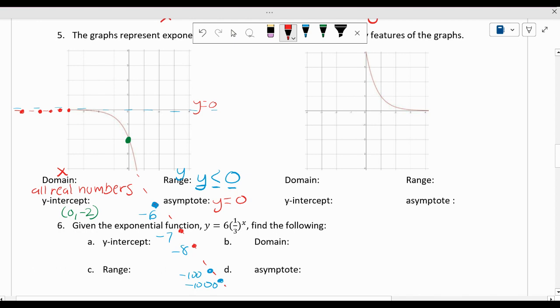Now for the second one, I'm going to do more rules. In class, for domain, we said the domain is always going to be the same answer. For our class only, because it will change in Algebra 2, the domain will be all real numbers. All of my exponential functions that we draw in this class will go on forever to the left and to the right. So the domain is all real numbers. There's another one that doesn't change. The asymptote will always be, in this class, y equals 0.